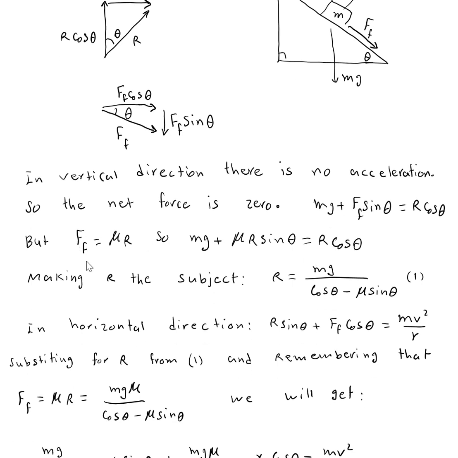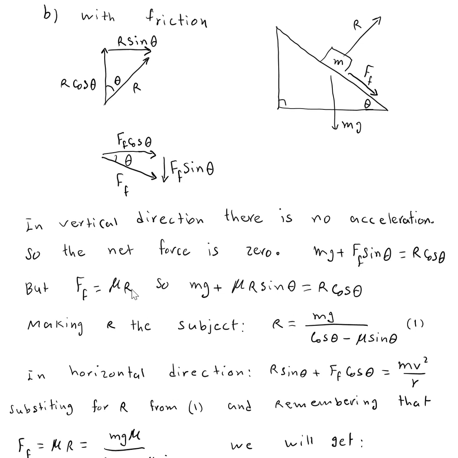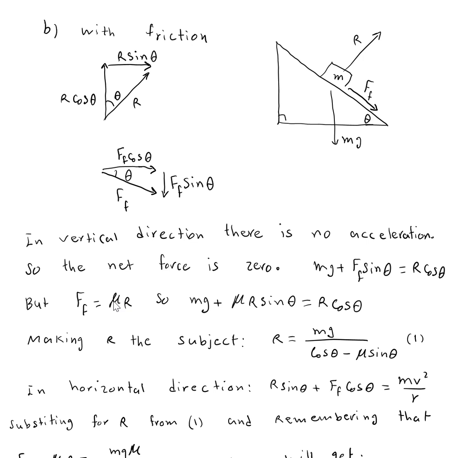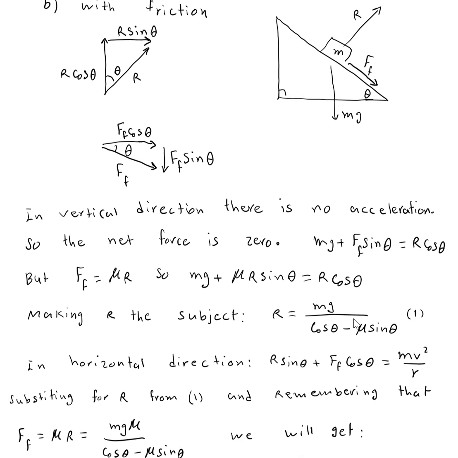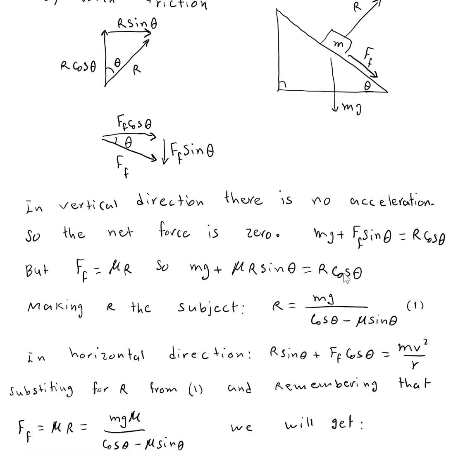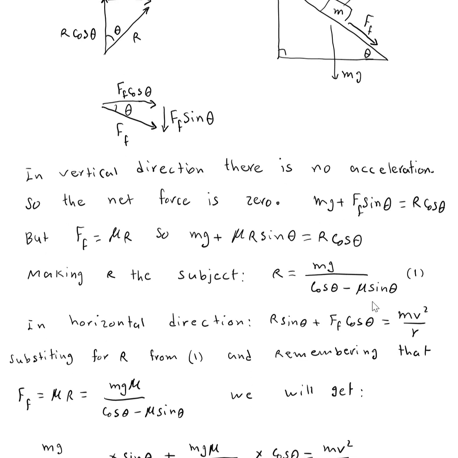But also remember that the force of friction is equal to the normal force or reaction force times the coefficient of friction. So here I replace Ff with mu R. I get mg plus mu R times sin theta is equal to R cos theta. From here we make R the subject, and we get that R is equal to mg on cos theta minus mu sin theta.